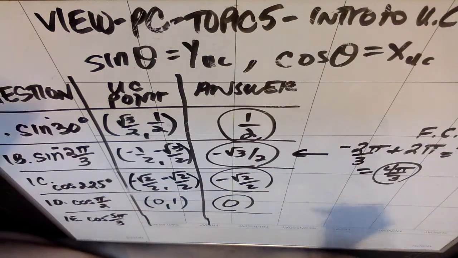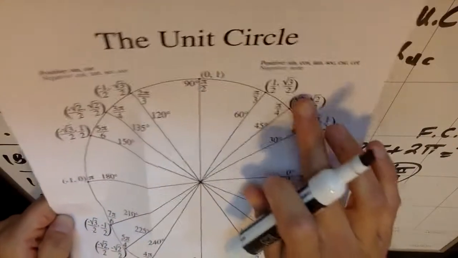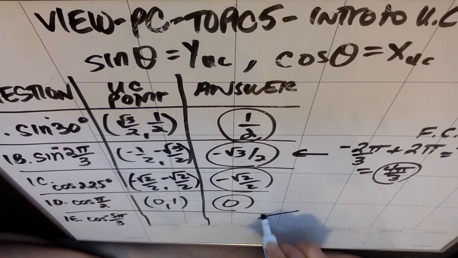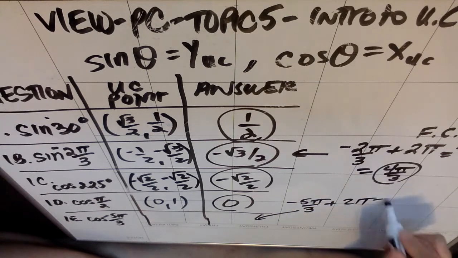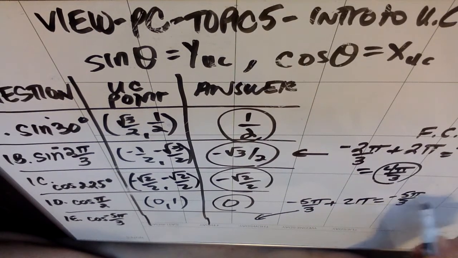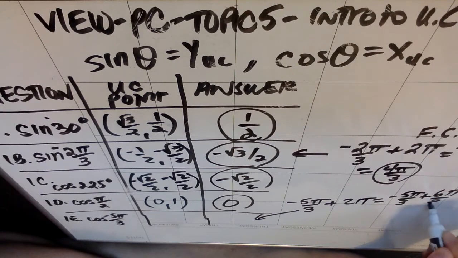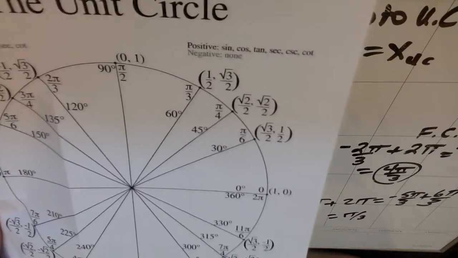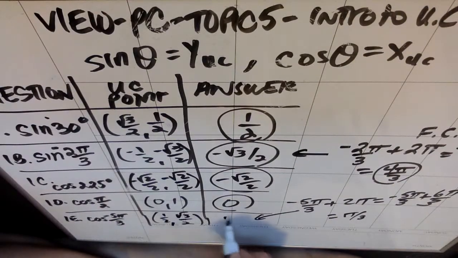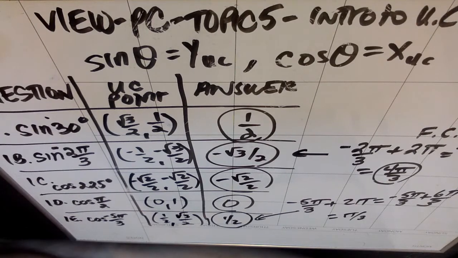It is a pi over 3, so you are looking at this spot right here, but let me show you why. So negative 5 pi over 3, if you added a full circle, 2 pi, would be negative 5 pi over 3 plus 6 pi over 3, which is sure enough a regular pi over 3. So the point I'm looking at is 1/2, comma, root 3 over 2, and since cosine is the x-coordinate, my answer is 1/2. So that's our example 1.